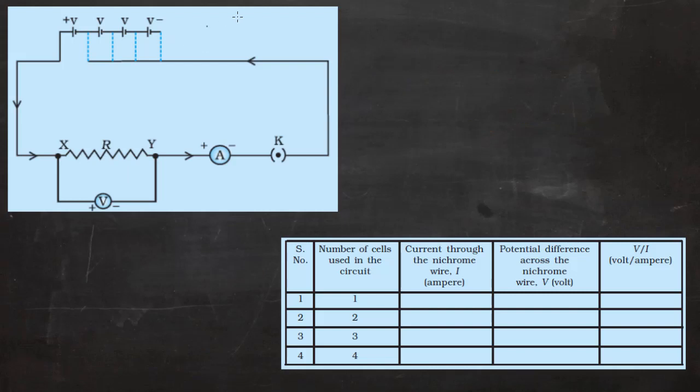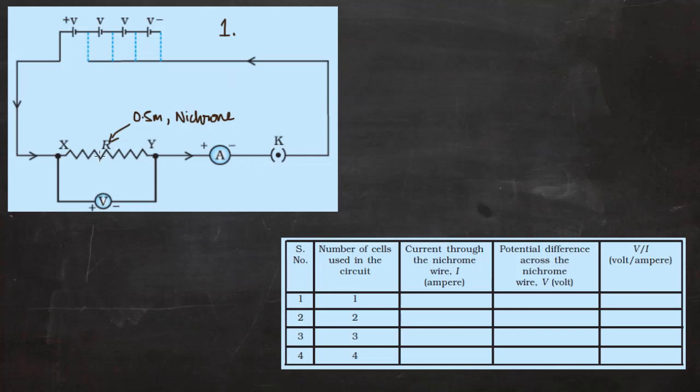So, for the first circuit that we were talking about, we are varying the potential difference across the circuit by introducing more and more number of cells in the circuit. The resistance R over here used is a 0.5 meter long wire made up of nickel. So nickel is an alloy made up of nickel, chromium, manganese and iron.